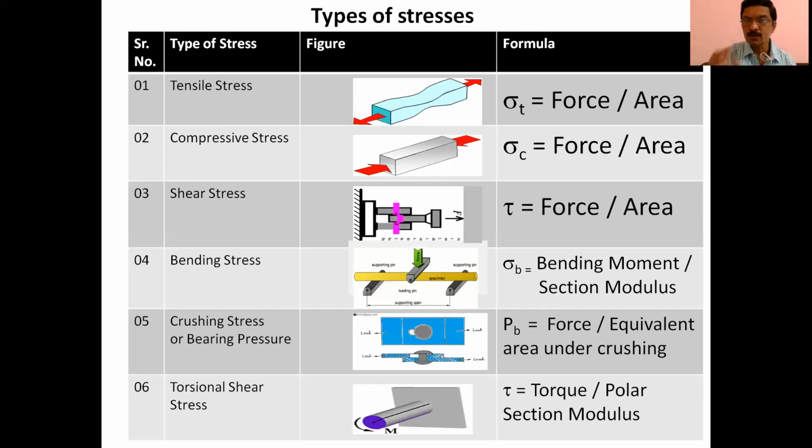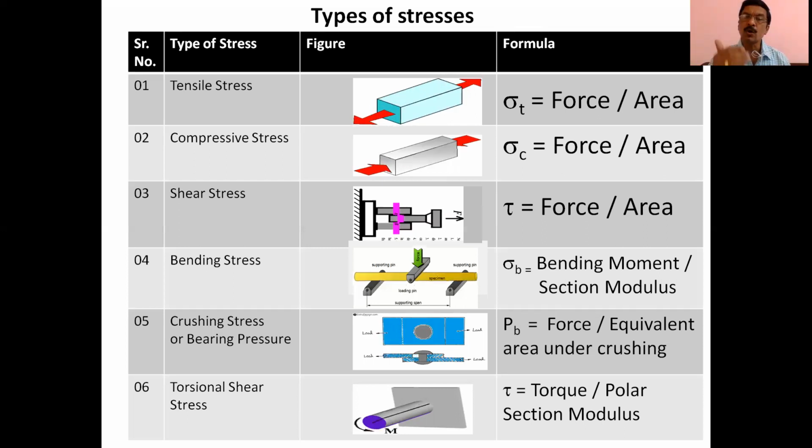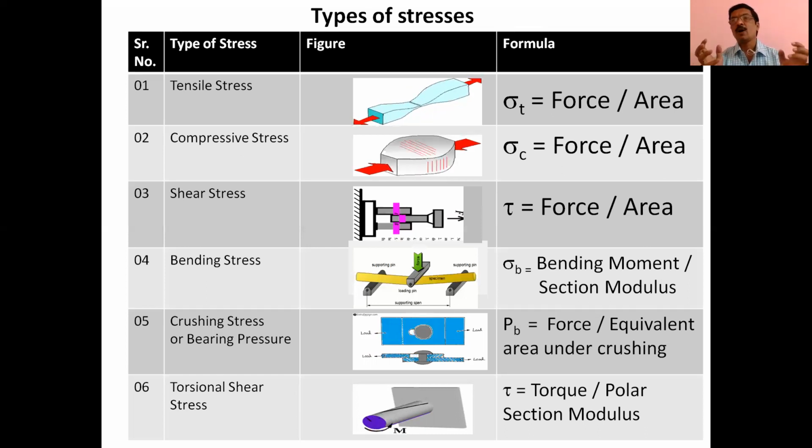This torsional stress also we are going to see in detail in the shaft chapter. It is also denoted by tau. The shear stress in the third row is also a shear stress, but that is direct shear stress. This is torsional shear stress. It is denoted by tau, which is equal to torque divided by polar section modulus. In bending stress there is a section modulus, and in torsional stress also there is a section modulus. What is the difference between them and how to find this torsional shear stress, we will understand in the next chapter. So this is all about types of stresses.